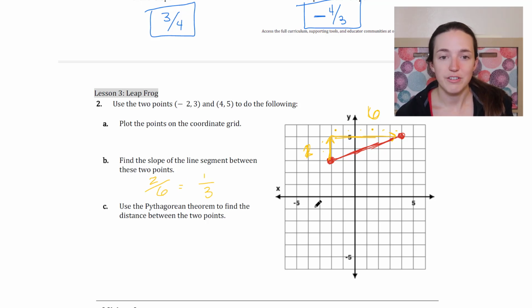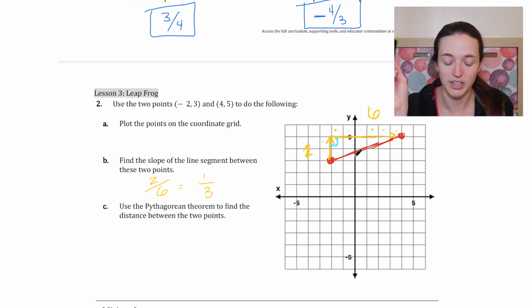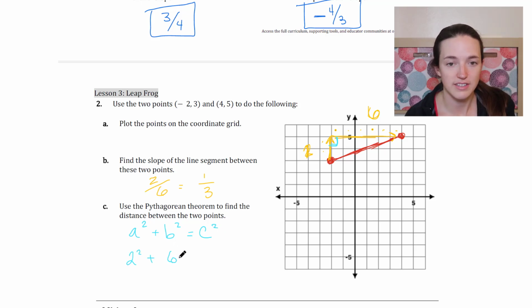Okay, and then C, use the Pythagorean theorem to find the distance between the 2 points. Okay, I accidentally drew the right triangle that they're talking about here. So the 2 points were originally connected with my red line, and then I drew in 2 yellow lines to count the slope, and what I accidentally made was a right triangle. So now if I want to find the length of the red line, that's the hypotenuse of this triangle. So a² plus b² equals c². A and B are 2 and 6. C is what we're trying to find. That's the hypotenuse.